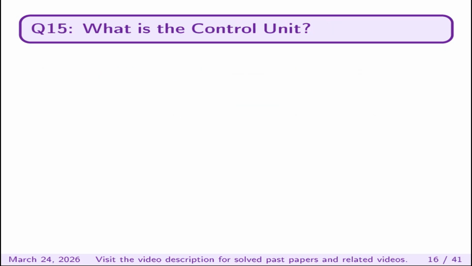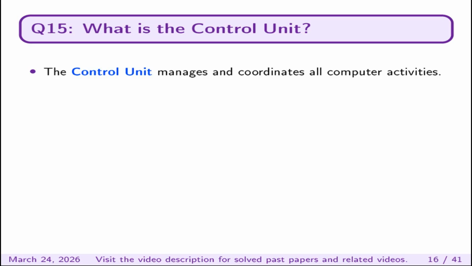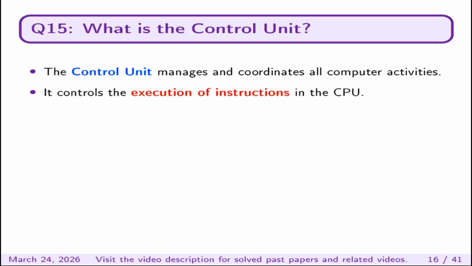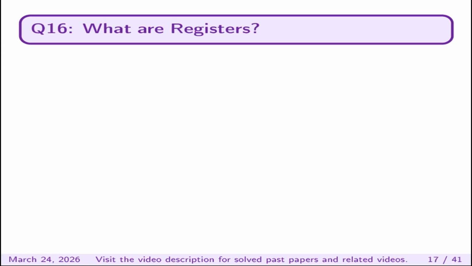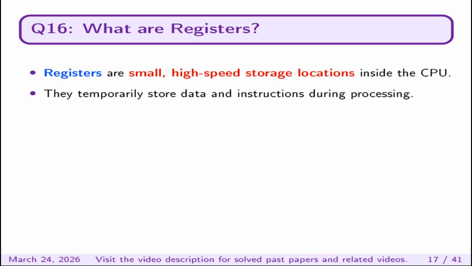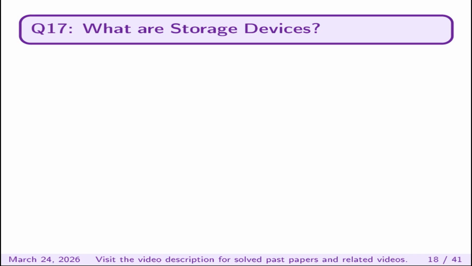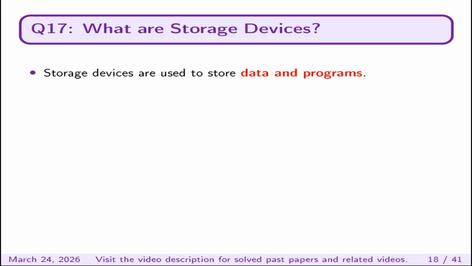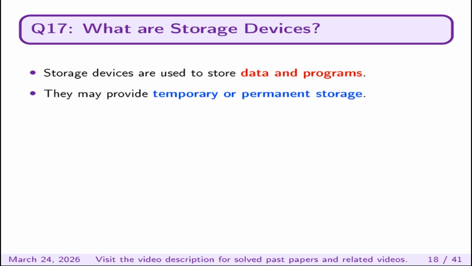What is the control unit? The control unit manages and coordinates all computer activities. It controls the execution of instructions in the CPU. What are registers? Registers are small, high-speed storage locations inside the CPU. They temporarily store data and instructions during processing. What are storage devices? Storage devices are used to store data and programs. They may provide temporary or permanent storage.